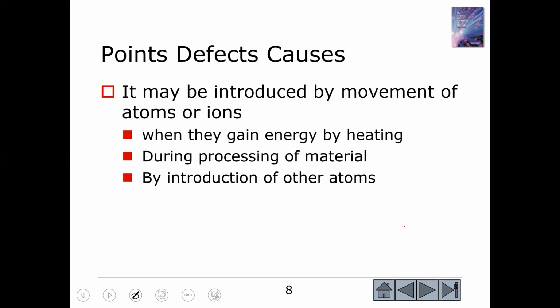During processing of the material, when you are exerting force on the material, like when you're cutting a material, or forging a material, or bending a material, or stretching a material, these forces make the atoms of the material move around, and that movement can also result in these point defects. And the third cause can be the introduction of other atoms, if you add impurities into the material. So there are three main causes: heating, processing, and introduction of impurities.